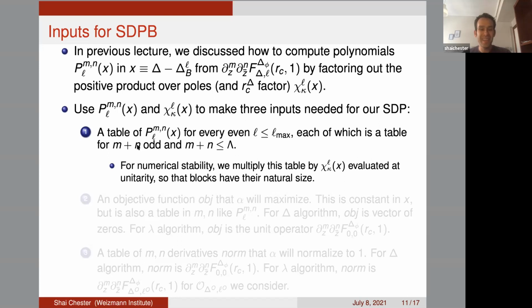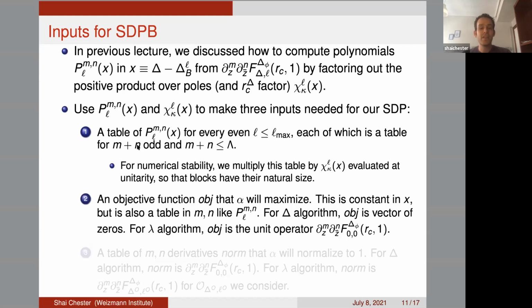So the second thing we're going to construct is an objective function, which I call obj, that the functional alpha will maximize. So unlike the polynomial constraints, this quantity is not a function of x. So it's constant in x, but it is still a table of derivatives in z and z bar, similar to the polynomial. So in particular for the scaling dimension algorithm, this objective quantity is just a vector of zeros, as we've been reiterating.